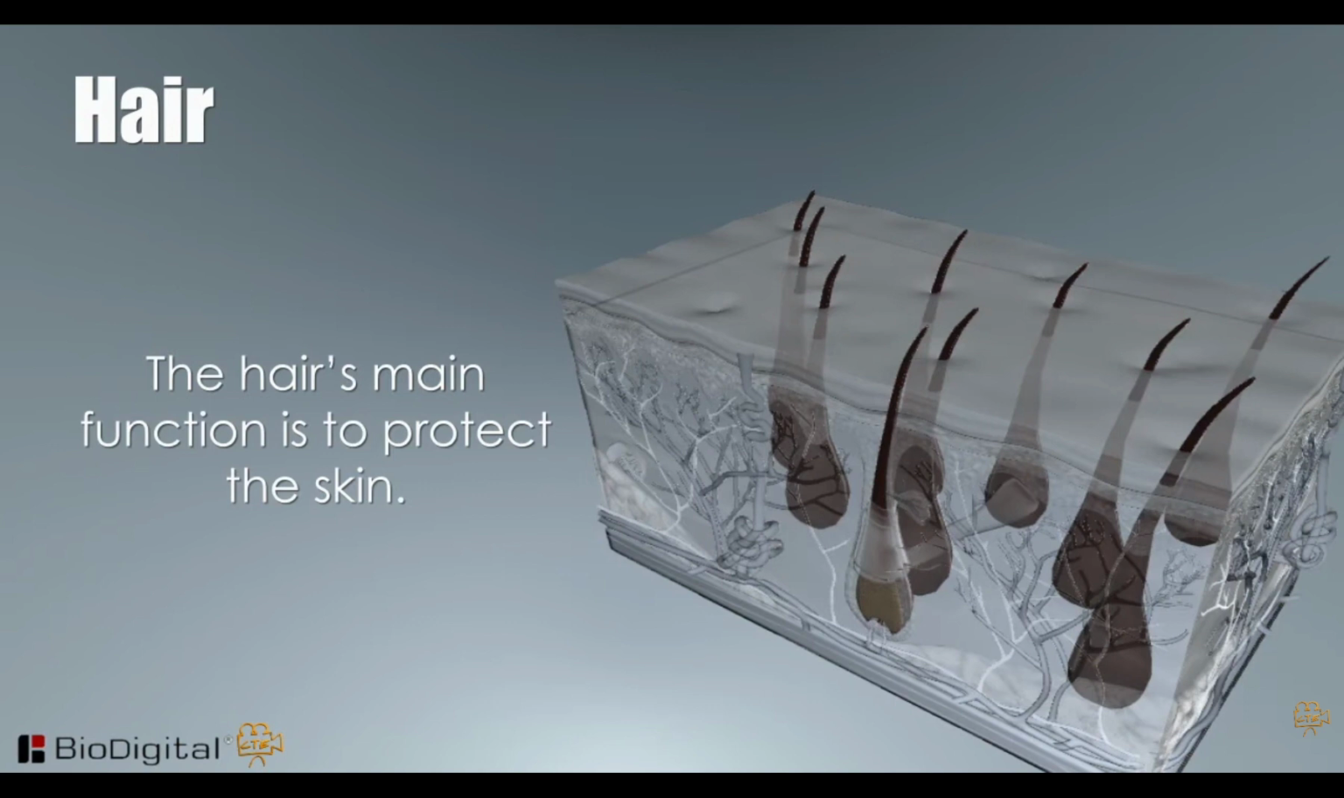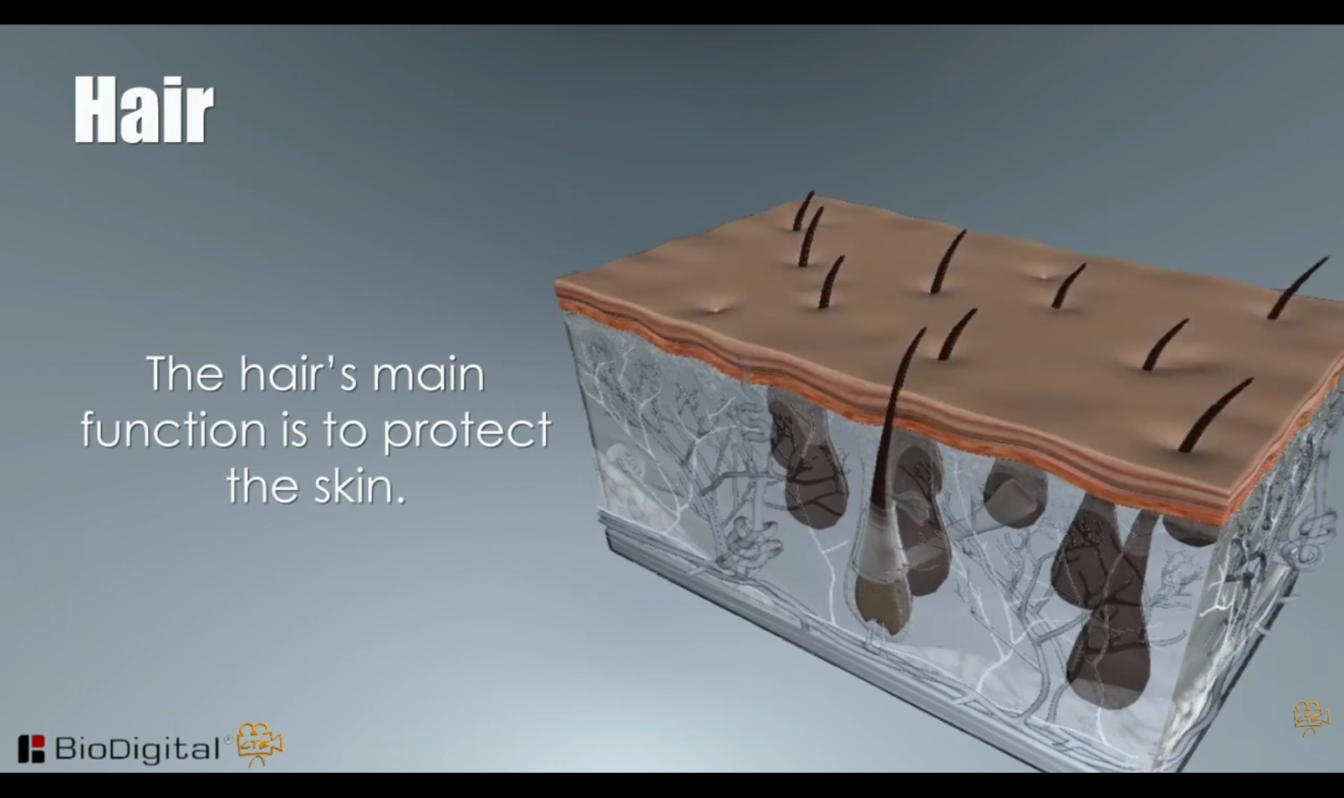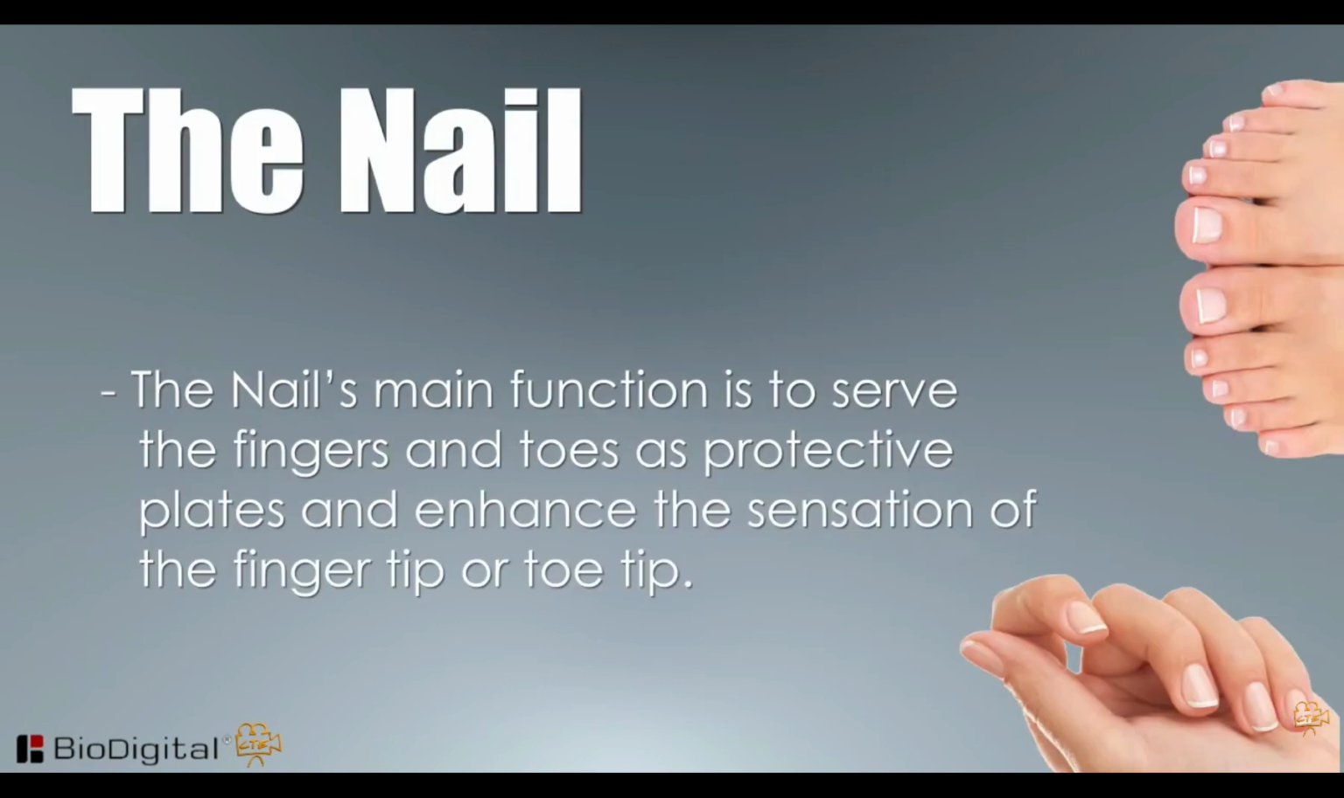Next, we covered the hair, whose main function is to protect the skin. And the third major part of the integumentary system is the nails, which serve the fingers and toes as protective plates and enhance the sensation of fingertip or toe tip.